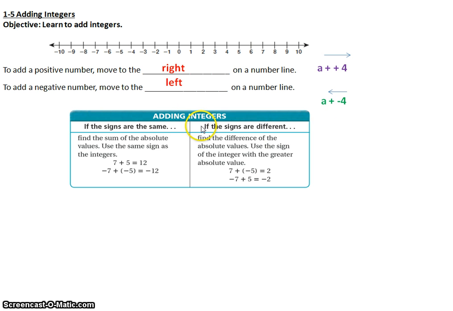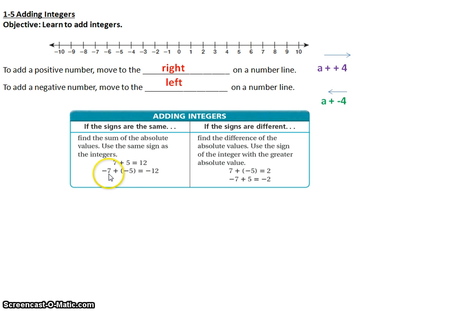Adding integers. This graph right here shows that if the signs of the integers are the same, and again you're adding, what you want to do is simply find the sum of their absolute values, then use the same sign as the integers. So for example, 7 plus 5. The signs are the same, meaning the 7 is positive, the 5 is positive. So we simply add 7 and 5, and we know that our sum is going to be positive. In this case, positive 12.